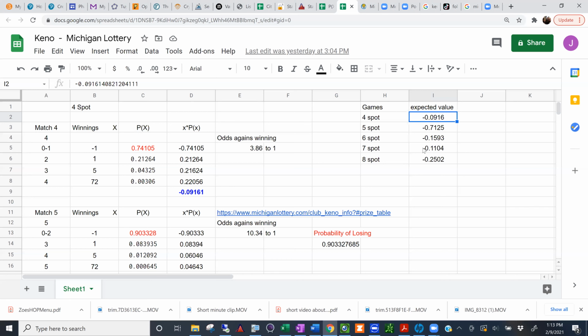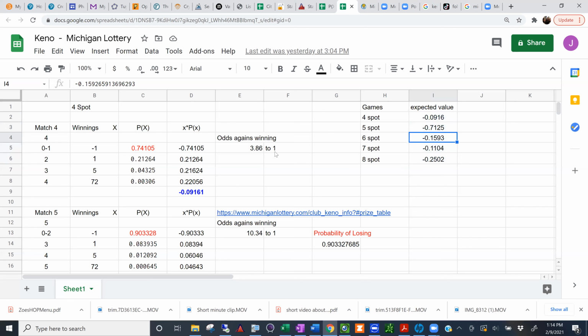The 7 spot's not too bad. You're losing 11 cents on a dollar on average. So that means if you played 1,000 times, you'd lose about $110. If you played the 4 spot 1,000 times, you'd lose about $92. But if you played the 5 spot, you'd be out a hefty $713. So the higher negative numbers are kind of bad because that means you're losing more money per play on average. Now, can you win? Absolutely. If you couldn't win, people wouldn't play. But there's a big difference.